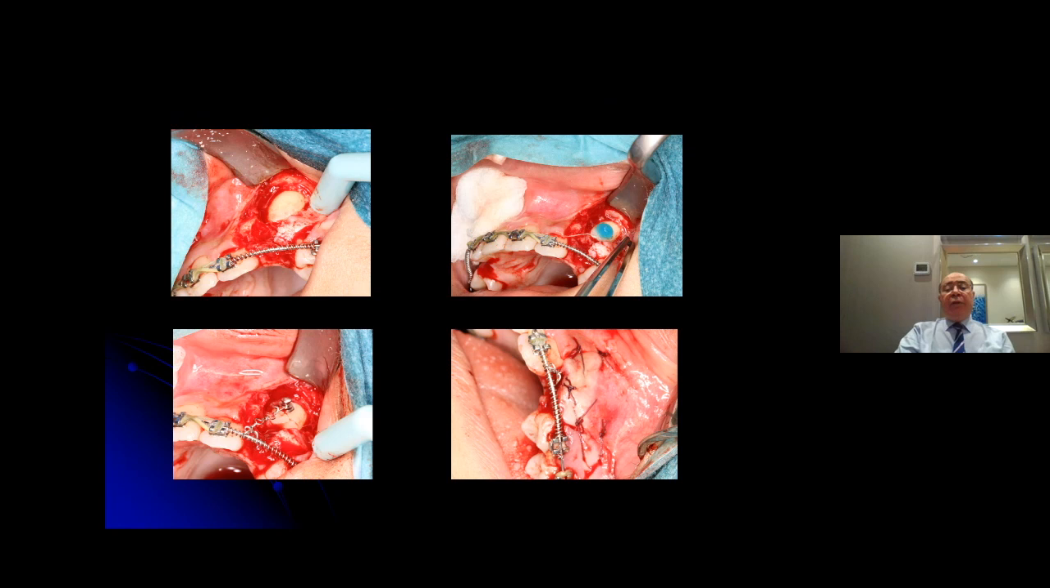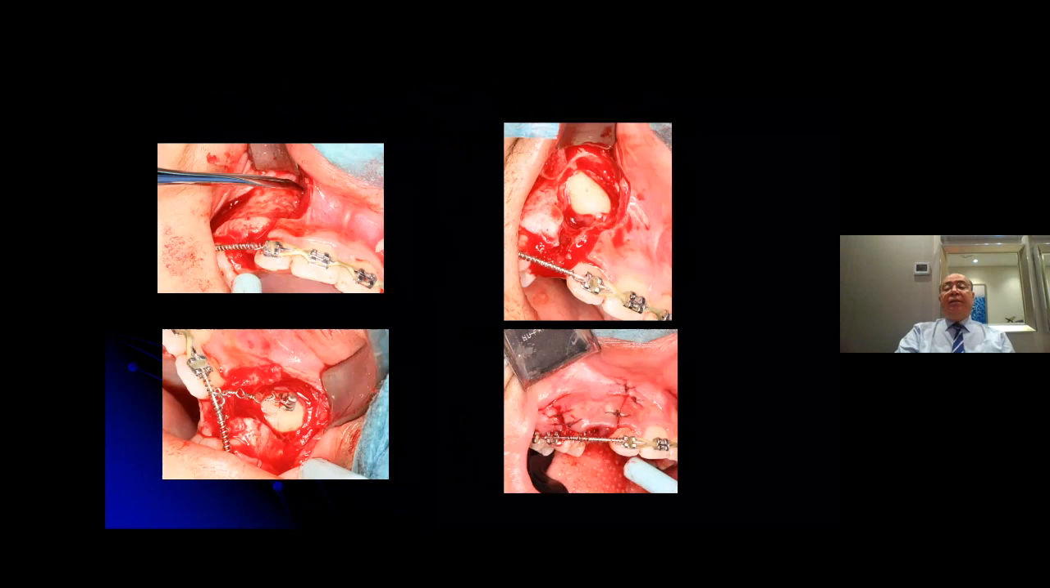The bracket was actually bonded onto the labial surface of the tooth, and most orthodontists like to bond that bracket as close to the incisal edge as possible to give the maximum power. Then we go to the right side, which was more complicated than the left side. You can see it's much higher up.